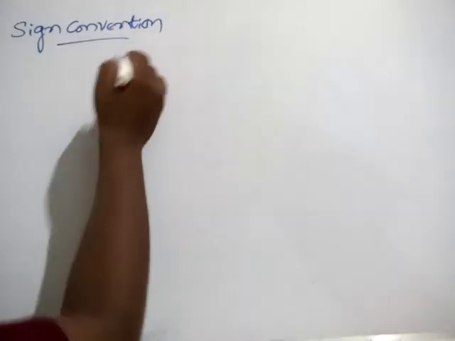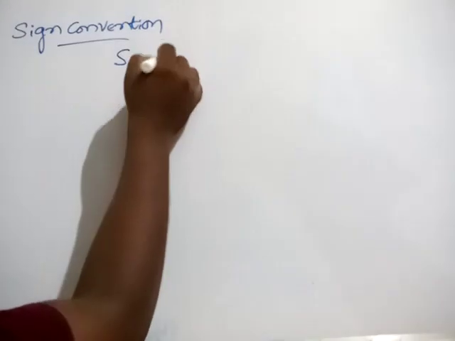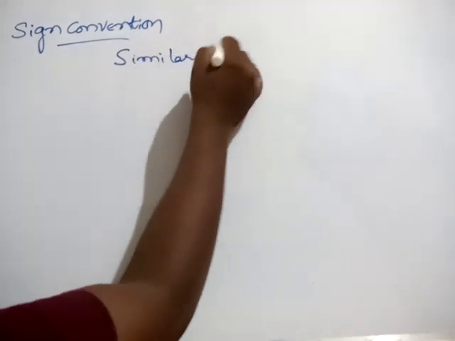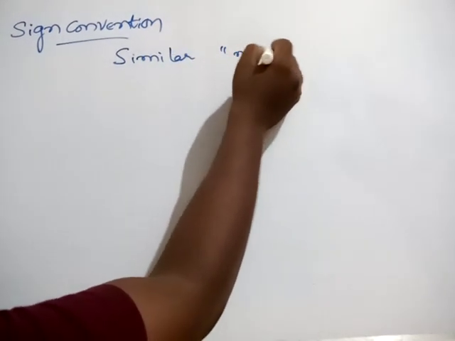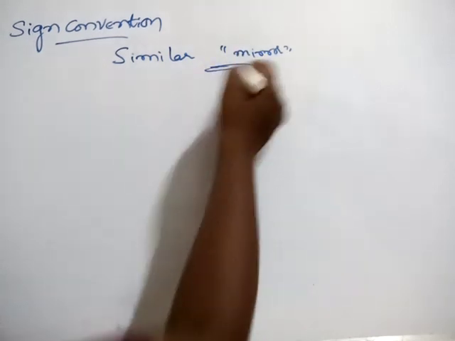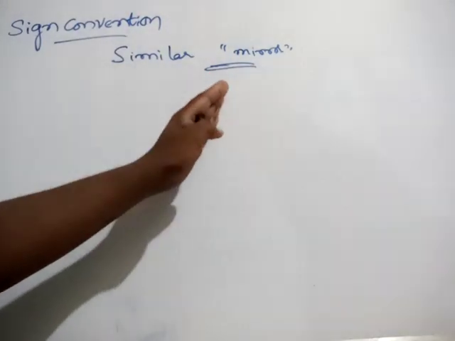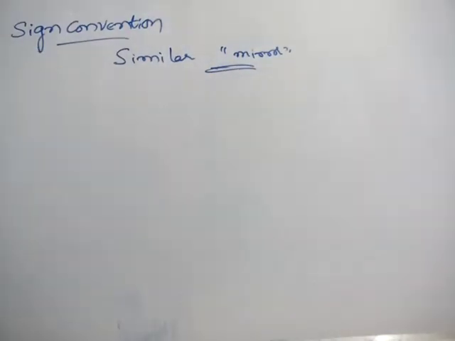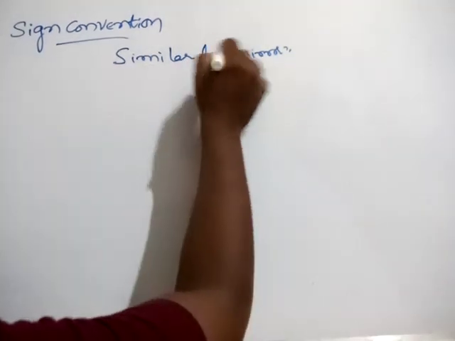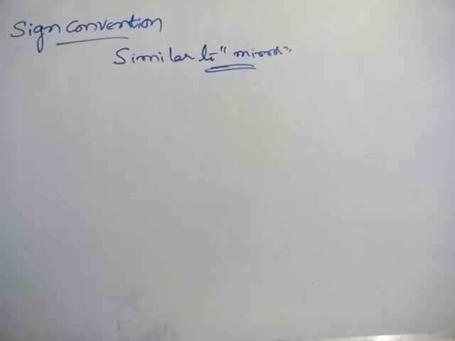Next, the sign convention will be similar to spherical mirrors. What sign convention do spherical mirrors follow? The same sign convention will be followed by lenses also.